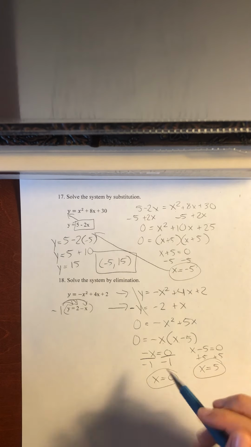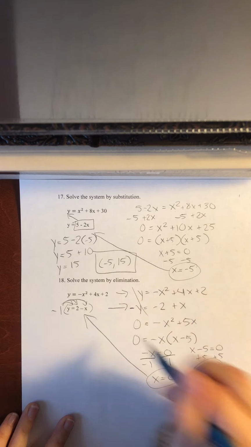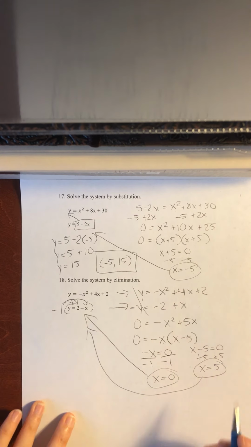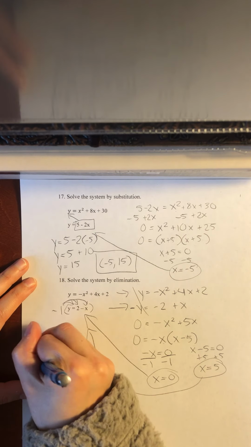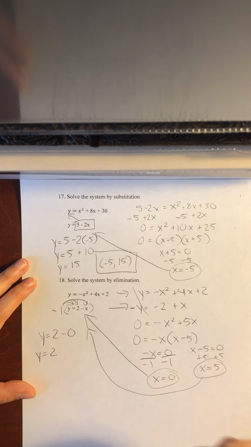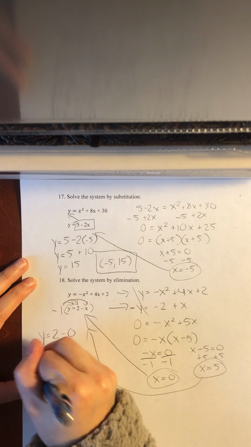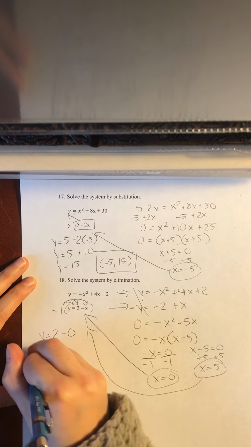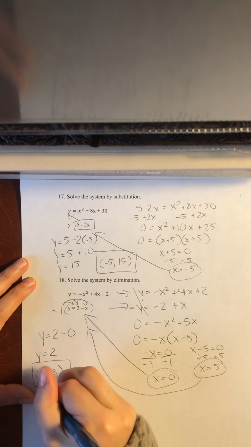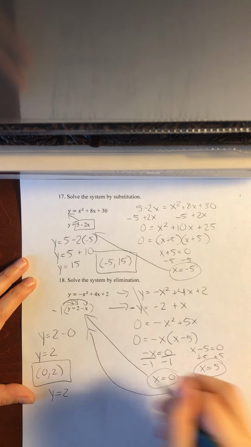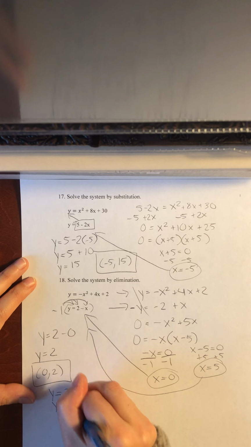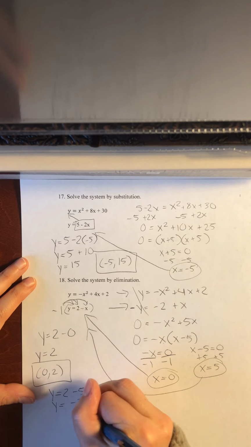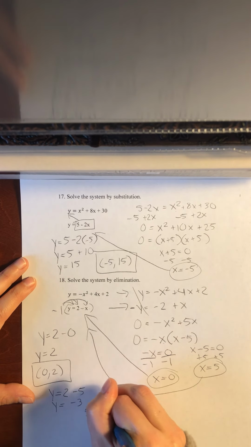Now we have to plug back in to our linear equation. So y equals 2 minus 0, so y equals 2. So one of the solutions is 0, 2. And then the other solution is y equals 2 minus 5, so y equals negative 3. So 5, negative 3 is your other solution.